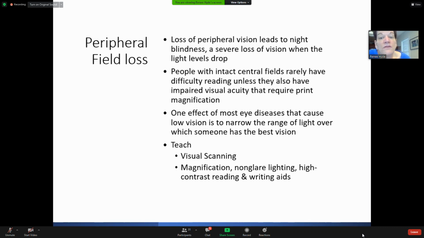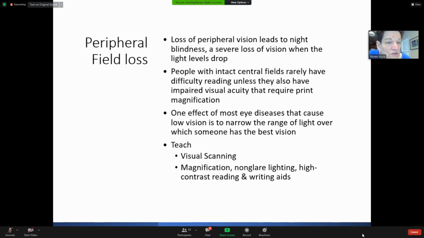Typically, people with intact central fields usually don't have difficulty reading, but they can have impaired visual acuity that will require magnification. Here we want to visually scan the environment, okay? Remember, if I don't have peripheral vision and I'm out walking, I can't tell that this big dog is coming for me unless he's barking. I may not be able to see him, or I can't see that a car is coming around the corner if I'm walking.